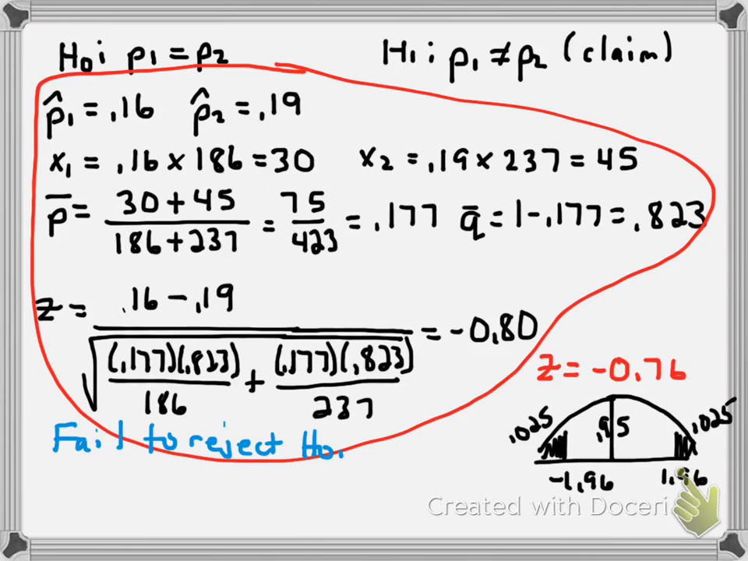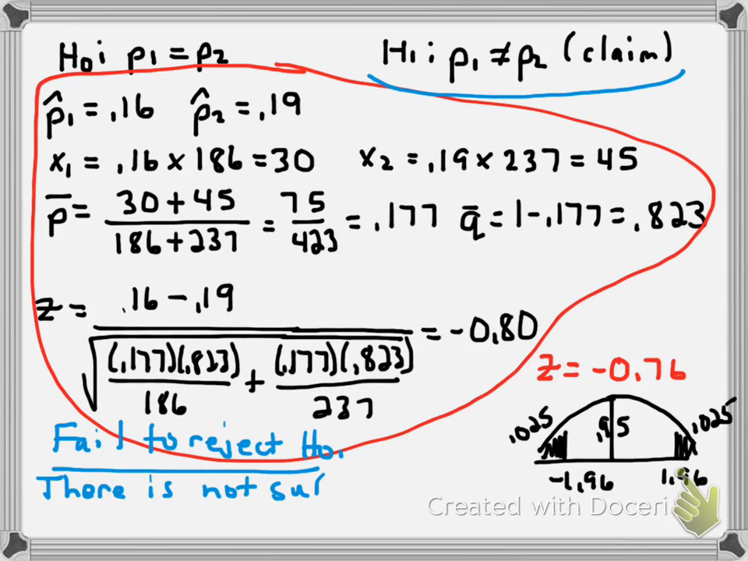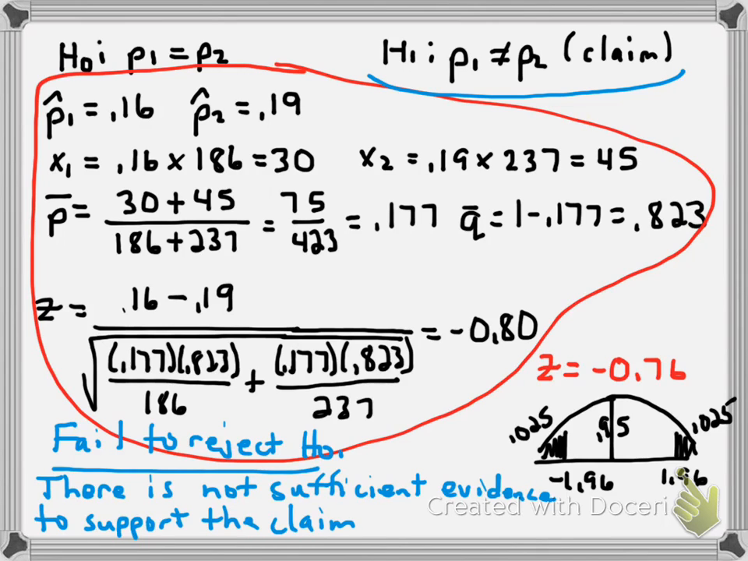So the claim is with the alternative hypothesis, and we fail to reject the null hypothesis, so that means there is not sufficient evidence to support the claim that p1 does not equal p2.